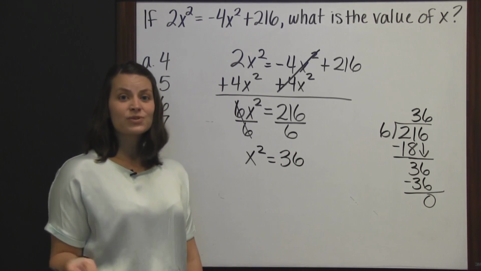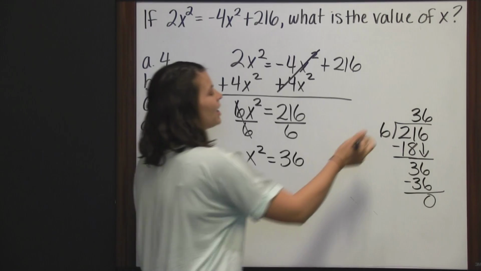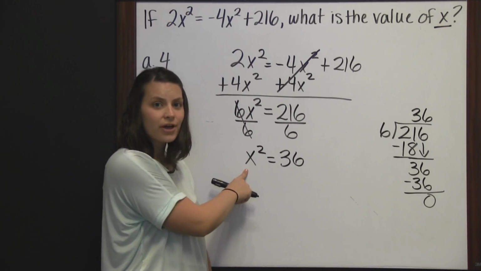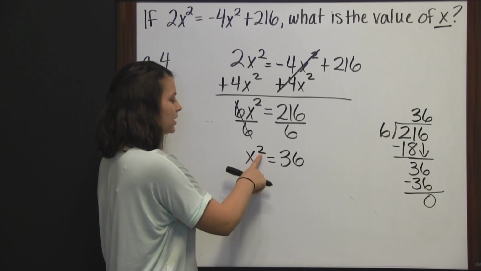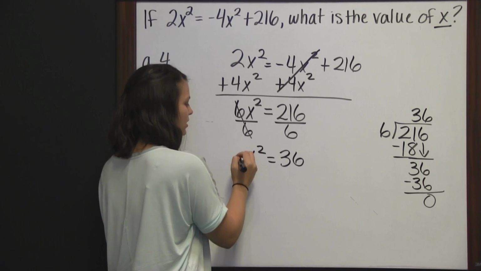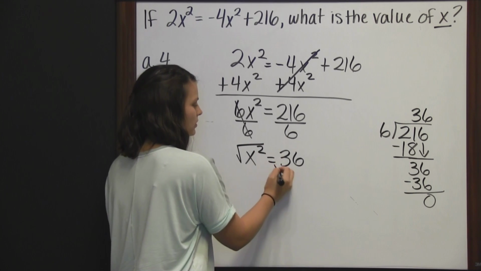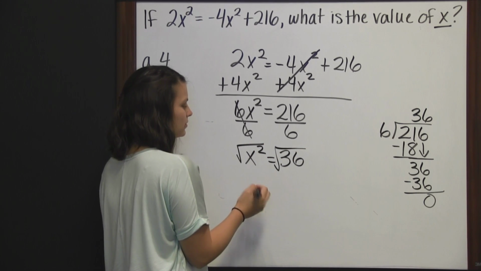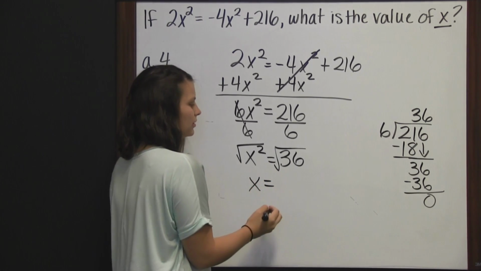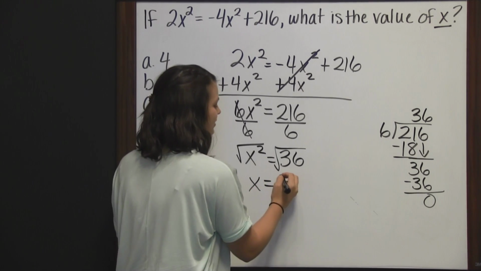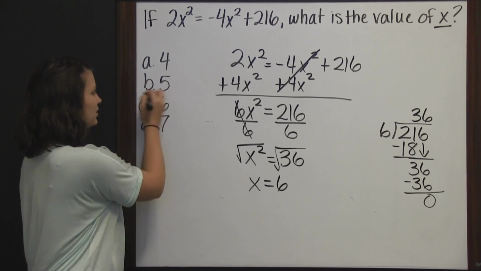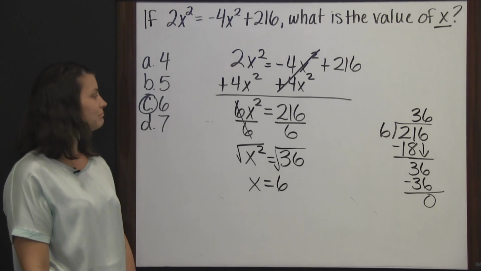So that means that 216 divided by 6 is 36. So now we know what x squared equals, but we still haven't found what x equals. So to get x alone, we need to do the opposite of squaring x. And the opposite of squaring is to square root. So we square root both sides. The square root of x squared is simply x. And the square root of 36 is 6. So that means that x is 6. Answer C.